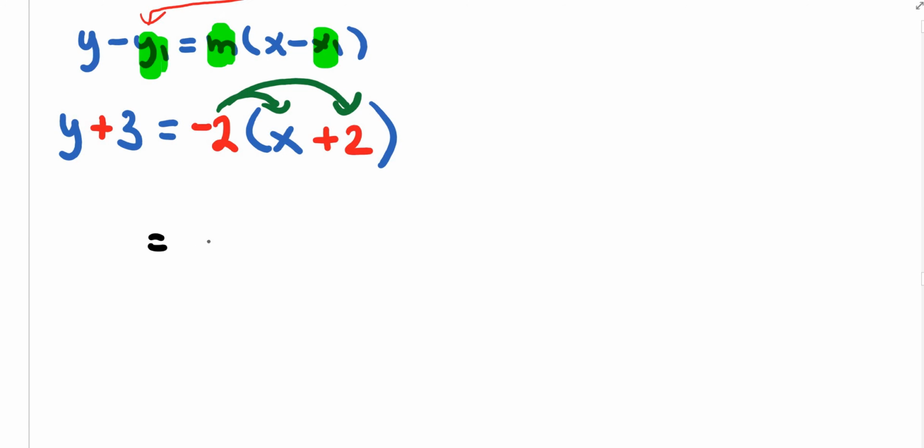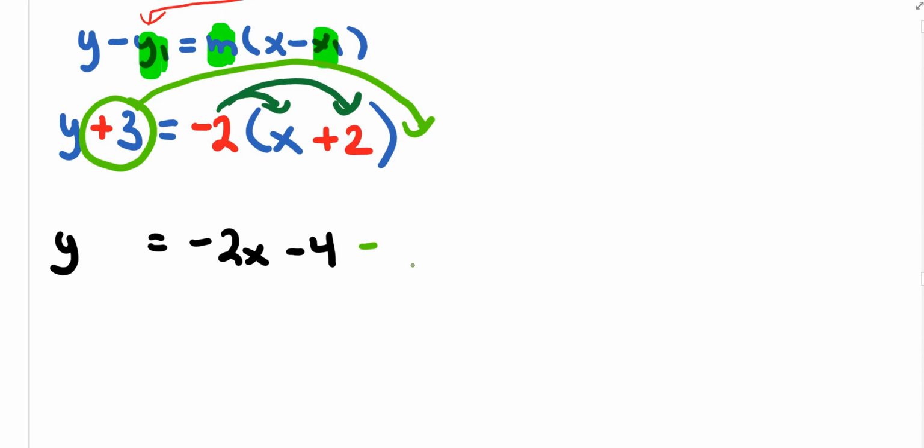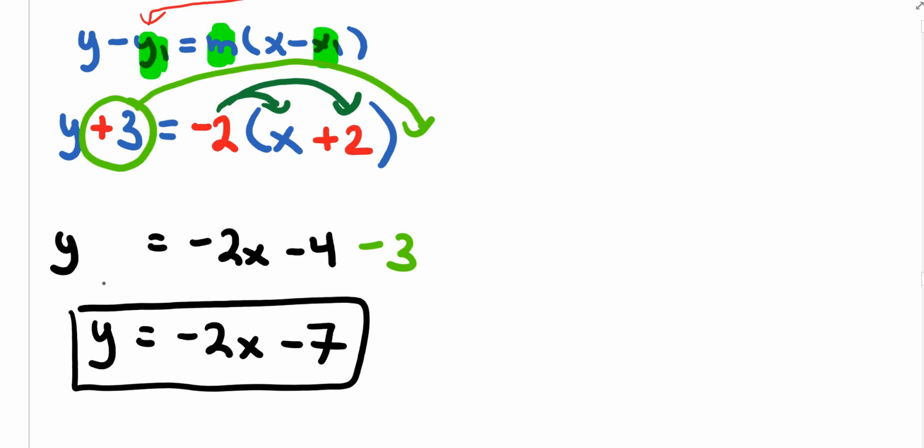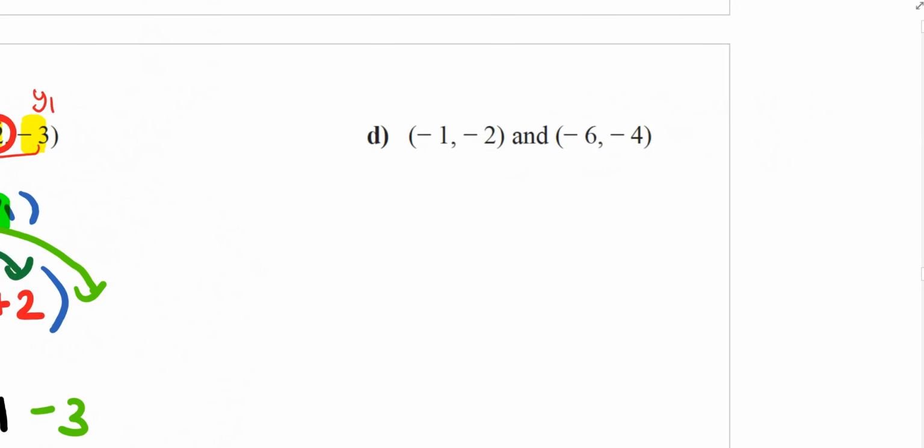So if I distribute, I get -2x minus 4, and then y, and then I have a +3 here. If I bring that +3 over, it becomes -3. So this is now y equals -2x minus 7. So there it is, the equation of my line in slope-intercept form. Okay, let's move on to letter D now.